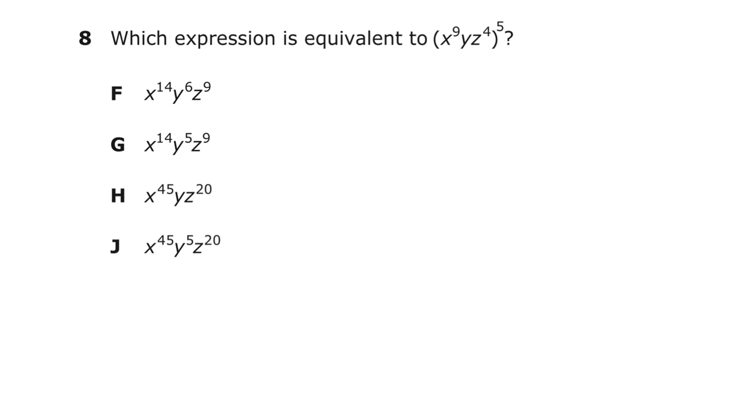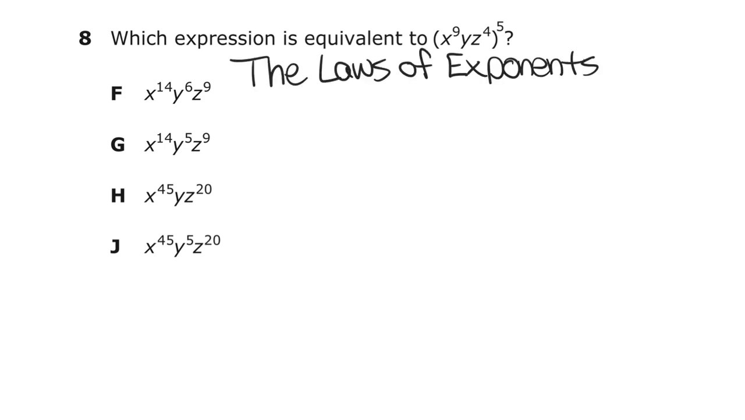Let's go! Question 8 states, which expression is equivalent to quantity x to the 9th, y, z to the 4th quantity raised to the 5th power? Before we work the question, let's notice that we're being tested on the laws of exponents. What do we do when we have variables with exponents inside parentheses that are being raised to another power?